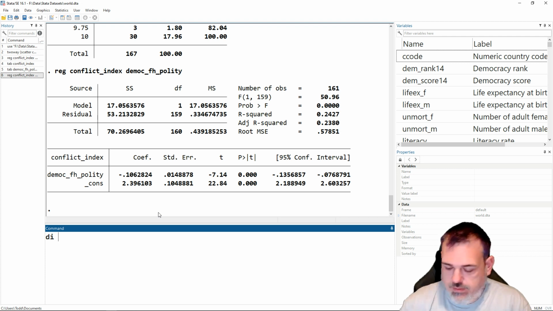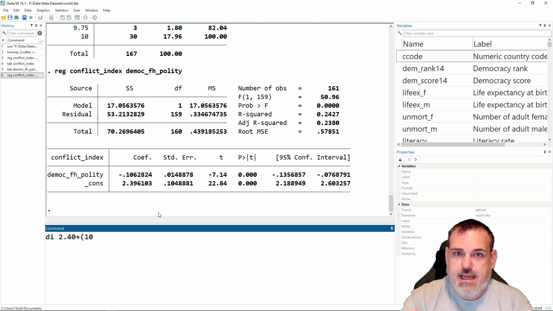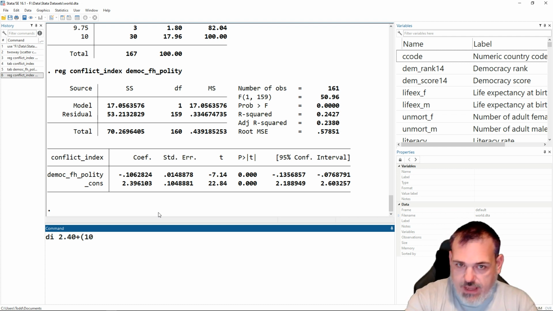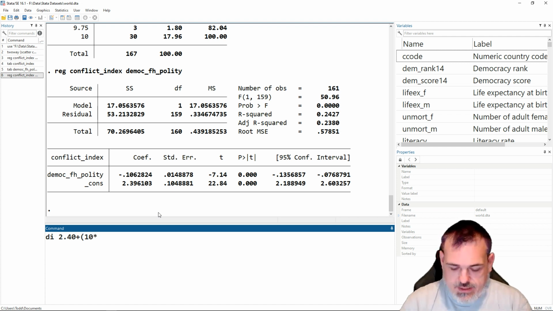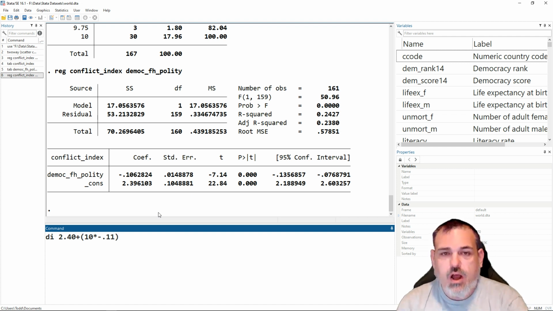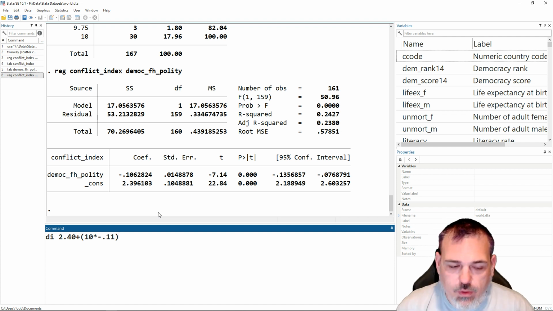Well, that would be, so it's ax plus b, remember that. So I'm going to type up the b first. The b is the constant. It's also known as the y-intercept, and you'll see that when I plot this. So we're just going to round this up to 2.40, and we're going to add it to 10 times, so ax, the effect of x, 10 times negative 0.11. And this will give us our value on the y variable.